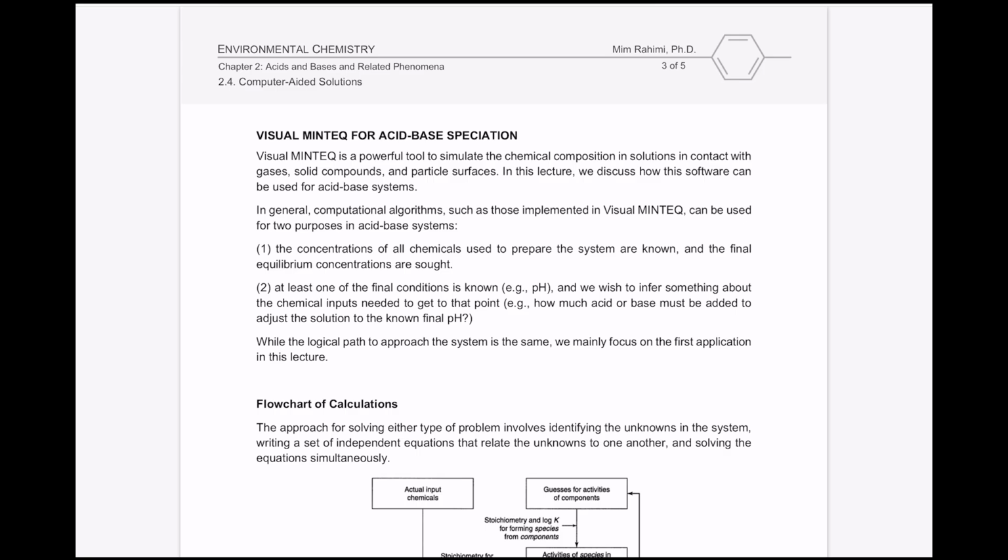So in the second part of the lecture, we're going to talk about Visual MINTEQ for acid-base speciation, and specifically focusing on calculation of solution pH, and also constructing a PC-pH diagram. This software is free, and it's a very powerful tool for a wide range of environmental applications, from different phases, for example, gas phase, liquid phase, their contact, and the solid phase. But in this particular lecture, we're focusing on using this application for acid-base systems.